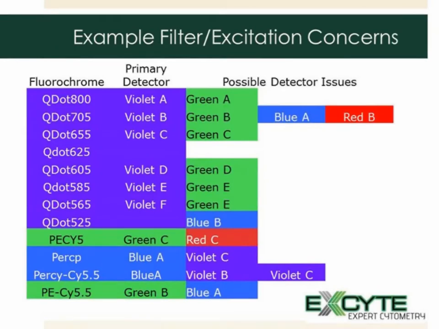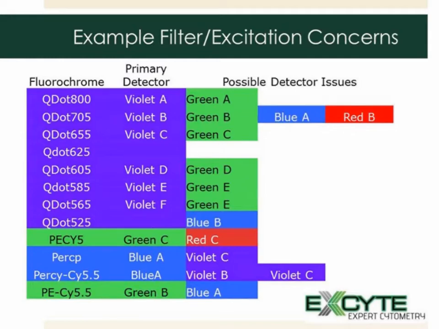And here's yet another example of those potential problems. Here are some common fluorochromes listed on the left and where they would be measured on this machine of interest in the primary detector. The possible detector issues shown on the far right indicate where that fluorochrome is going to potentially have measurable signal, therefore impacting the sensitivity and detection in that channel.